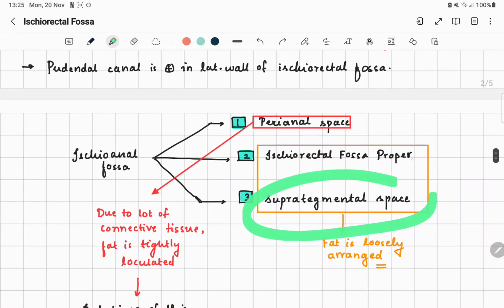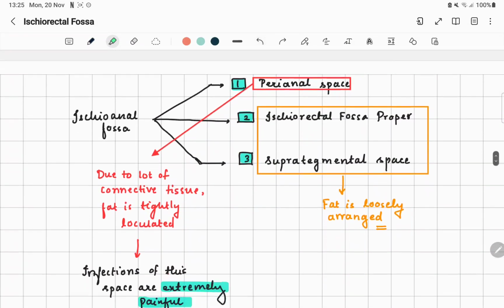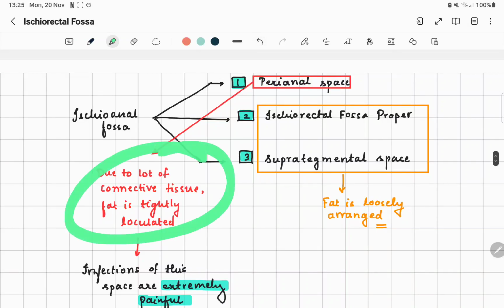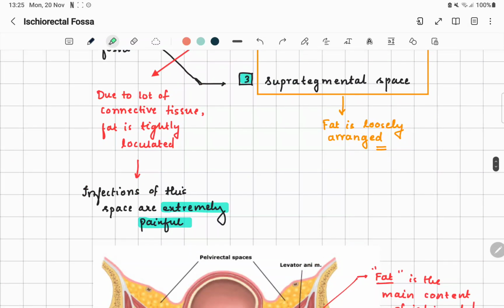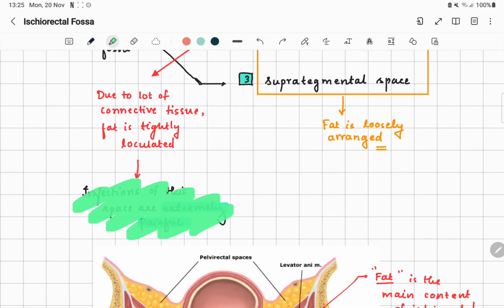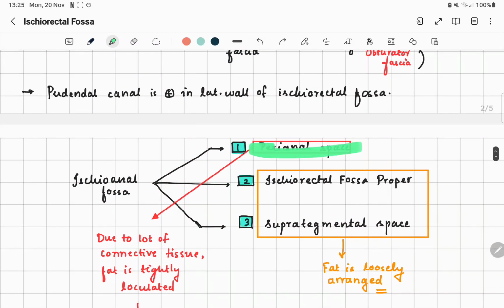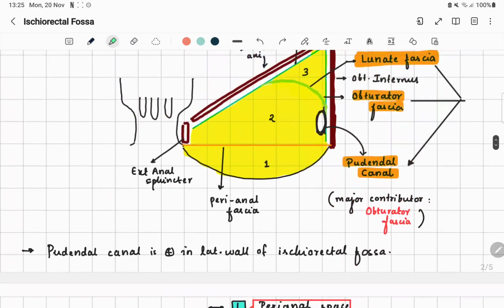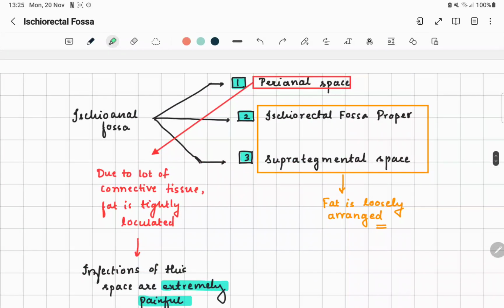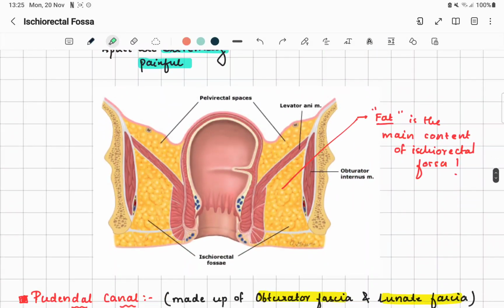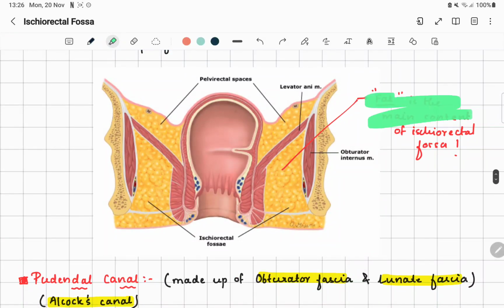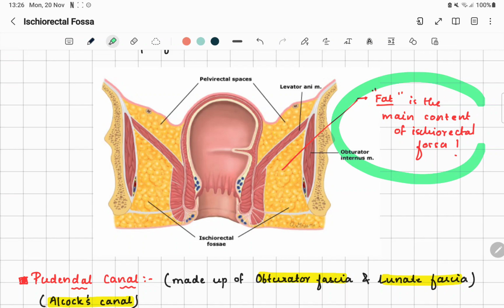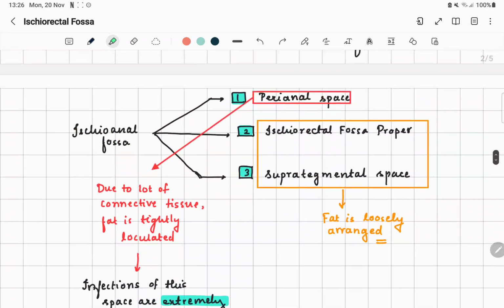In the perianal space, you have a lot of connective tissue present, so fat is tightly loculated. So injections into this space are extremely painful. If you give an injection in the perianal space, it is extremely painful because the fat is tightly loculated here, so we are piercing more of the fat. Fat is the main content of the ischiorectal fossa; it contains most of the fat.